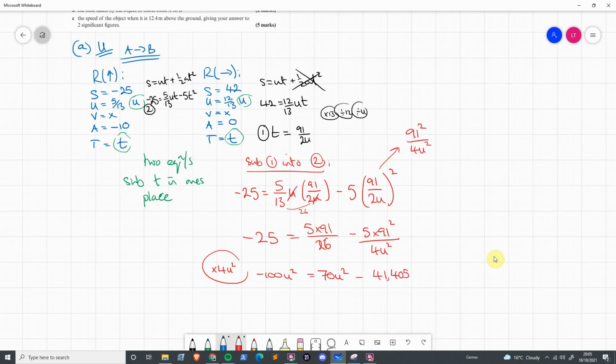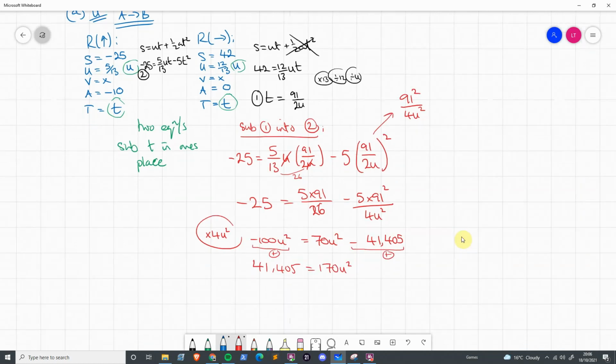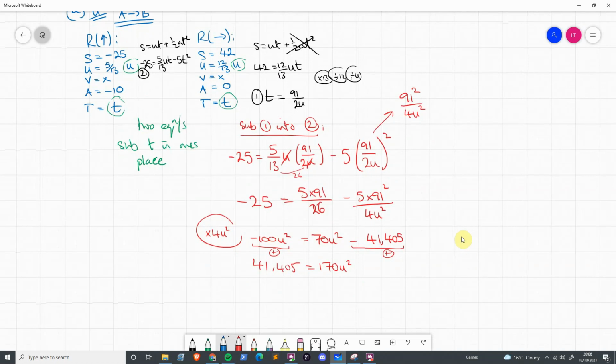Okay, let's add this to the other side. Let's divide by 170. Gets me a pretty horrible number. And then let's square root.